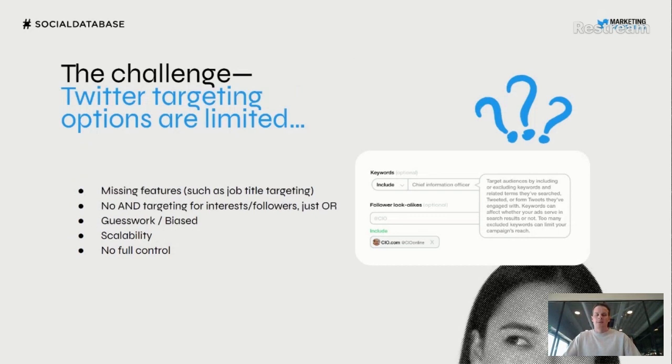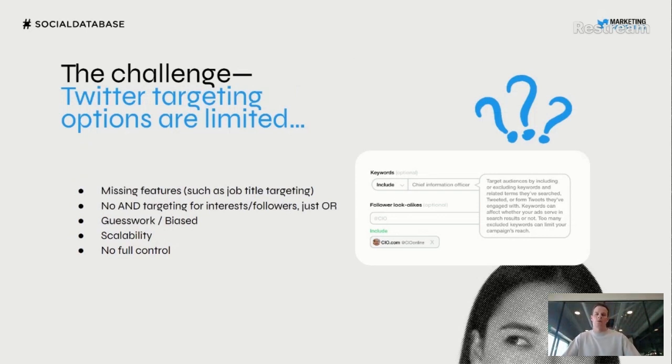So that being said, it looks like it's great. Twitter offers a lot of cool targeting features. However, there is a challenge too, because Twitter targeting options are limited and are not enough in some cases for Twitter advertisers to really deliver relevant impressions and engagements. So there are a few missing features, such as job title targeting. There is, for instance, no way to do end-to-end targeting. So target the Formula One interest and target the followers of a specific handle.